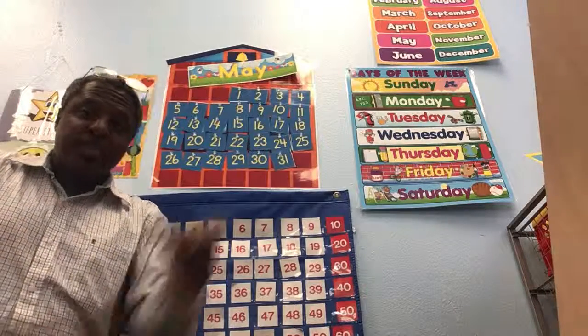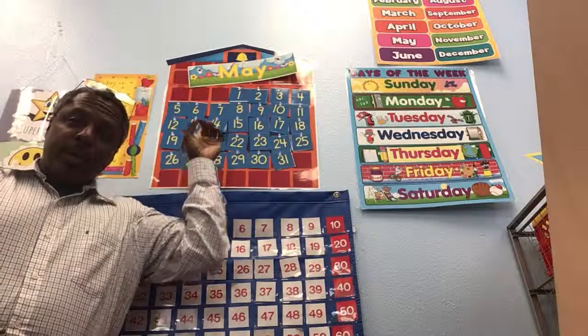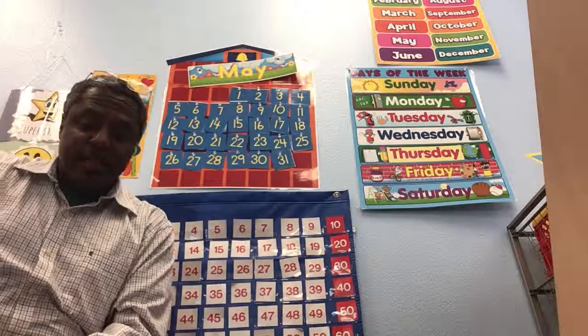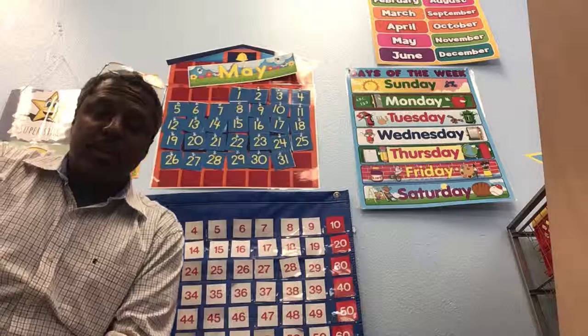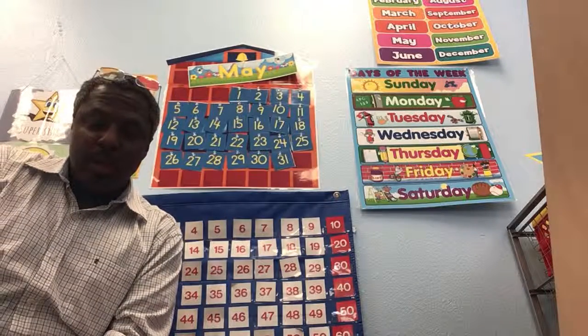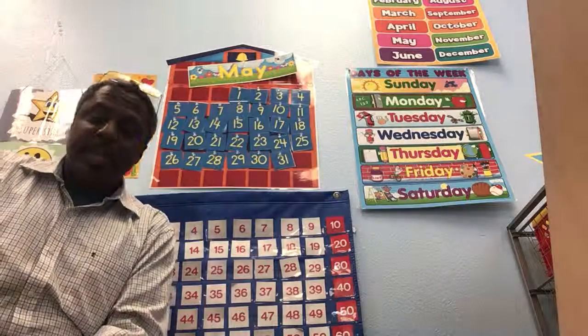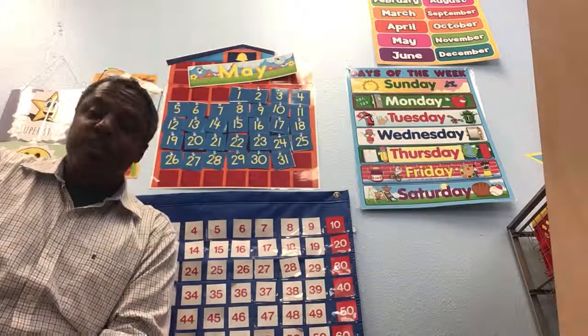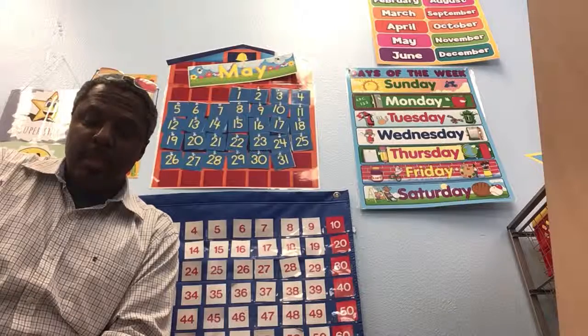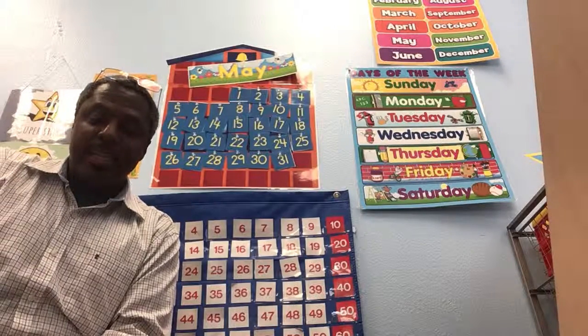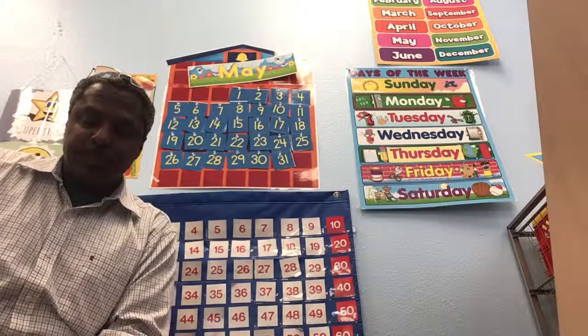We can talk about the dates, as you can see in the calendar behind me, and we can talk about what the date is today, and whether the date is an odd or an even number. We can also talk about more than and less than. For example, if today is the 14th, what number is more than today's number? And then what number is one less than today's number?